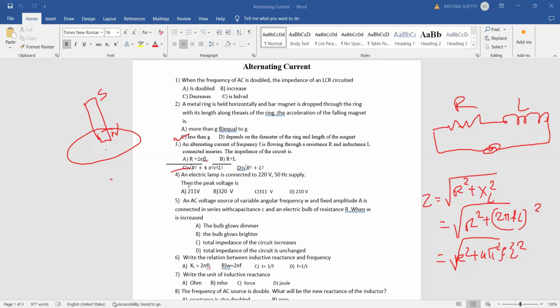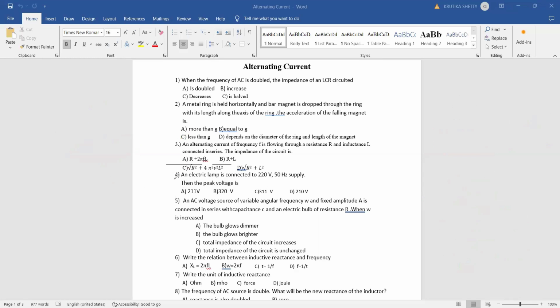Go for question 4. You need to calculate the peak voltage. What is the peak voltage? According to question number 4, an electric lamp is connected to 220 volt and 50 hertz supply. How can you calculate the peak voltage? So peak voltage is nothing but maximum voltage. In the given question, VRMS is given and frequency value is given. How to find the peak voltage?